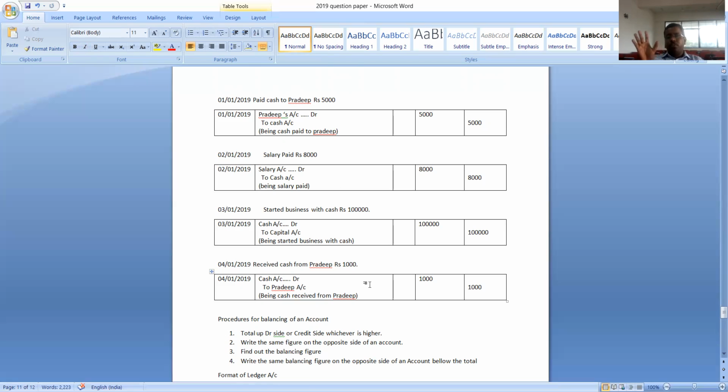So preparation of ledger account is very simple. And once you have prepared the ledger account, what is your next task? Balancing of those ledger accounts. And how many steps are there? There are 4 steps in balancing or closing of a ledger account.